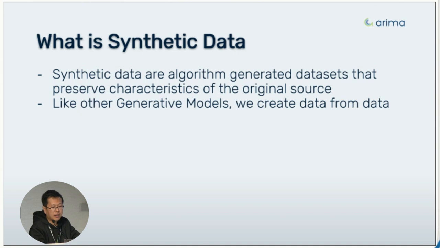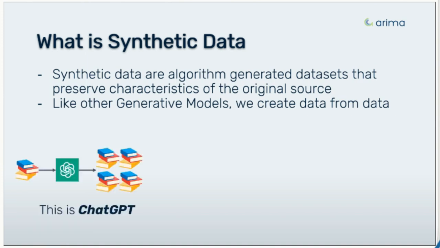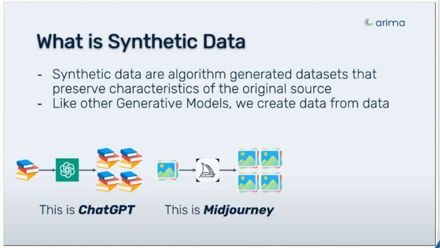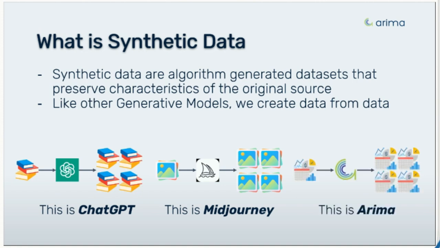Like other generative models, synthetic data creates data. It's a process of creating data from data. So the way I like to think of it is, if you've got lots of text, you train a model on that and you create more text out of that. That's your GPT model. If you have images and you train a model and you create more images out of that, well, that's your Midjourney. And if you have some data, you train a model and you create more data, well, that's what we do.